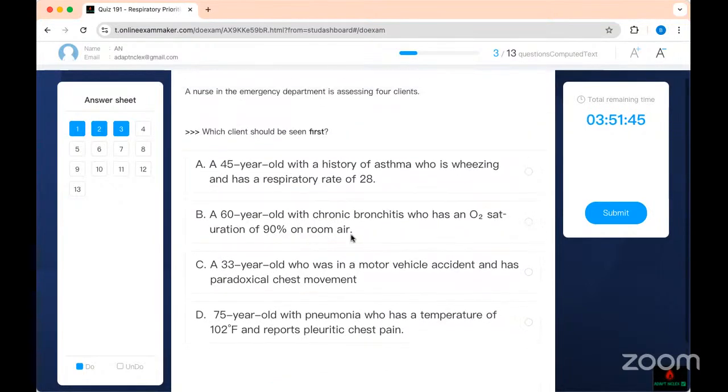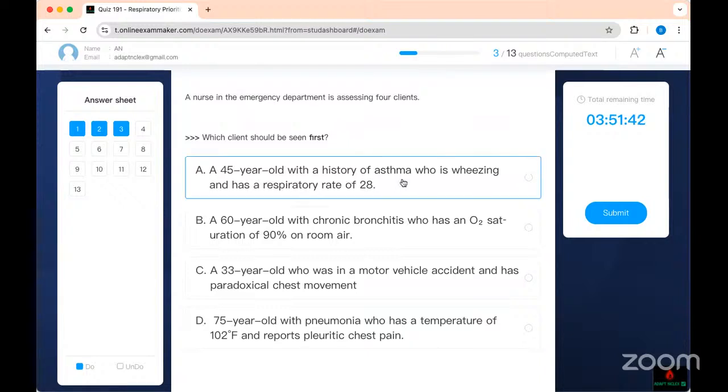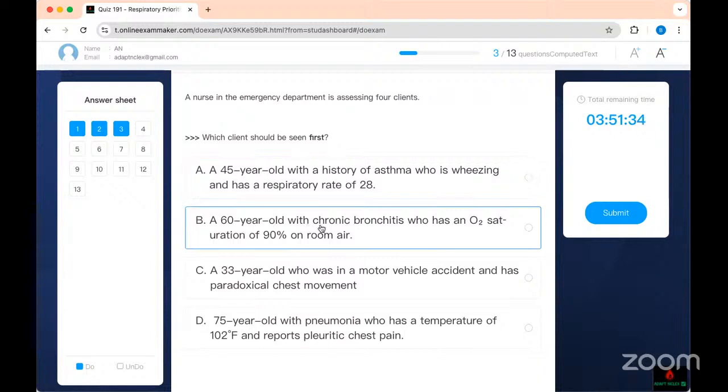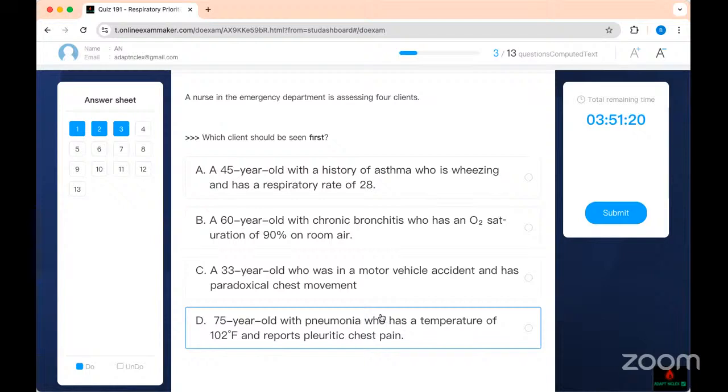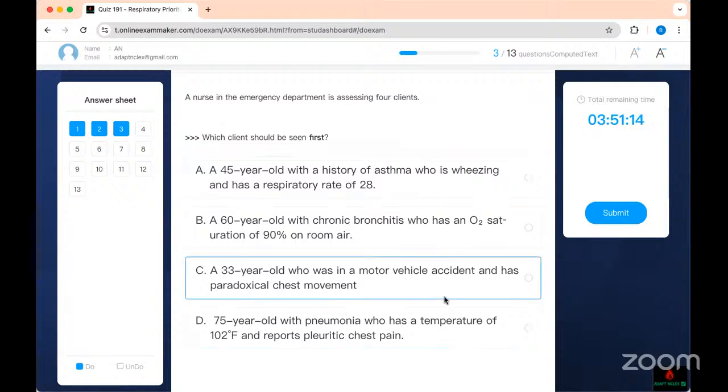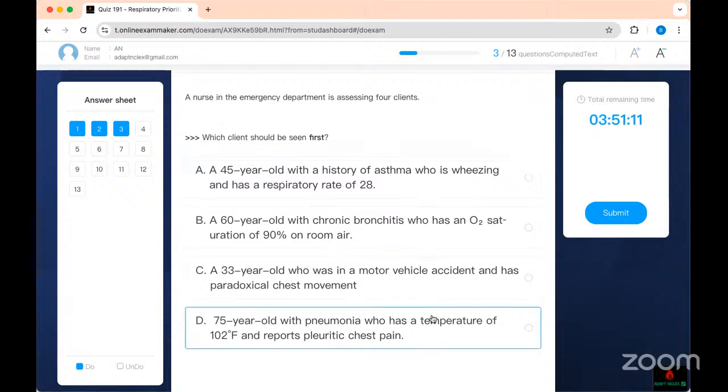Who should be seen first in an emergency? A 45-year-old, history of asthma, is wheezing, and has a respiratory rate of 28. A 60-year-old, chronic bronchitis, with a saturation of 90 on room air. A 33-year-old, motor vehicle collision, has paradoxical chest movement. A 75-year-old with pneumonia, a temperature of 102, and periodic chest pain. If you know the answer, you can put the answer down. But think about this. Let me see what you're thinking. Who in emergency should be your priority? What do you think?